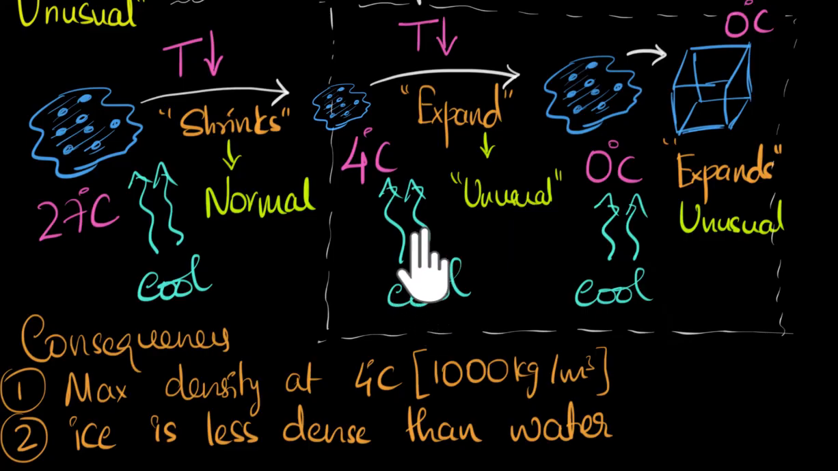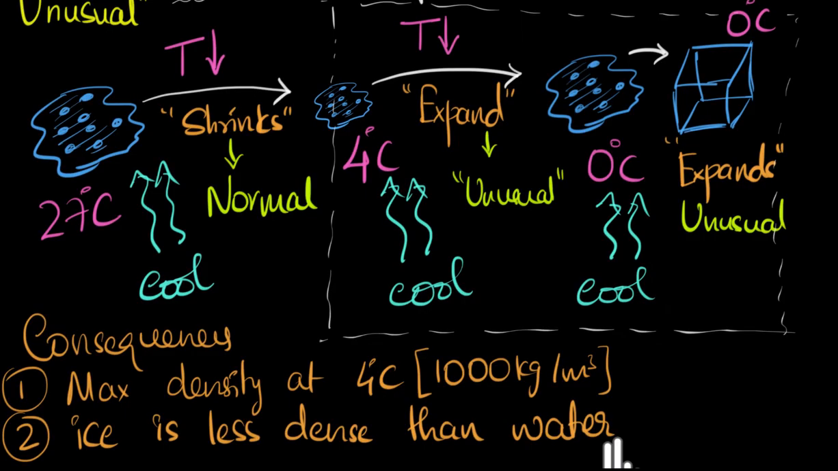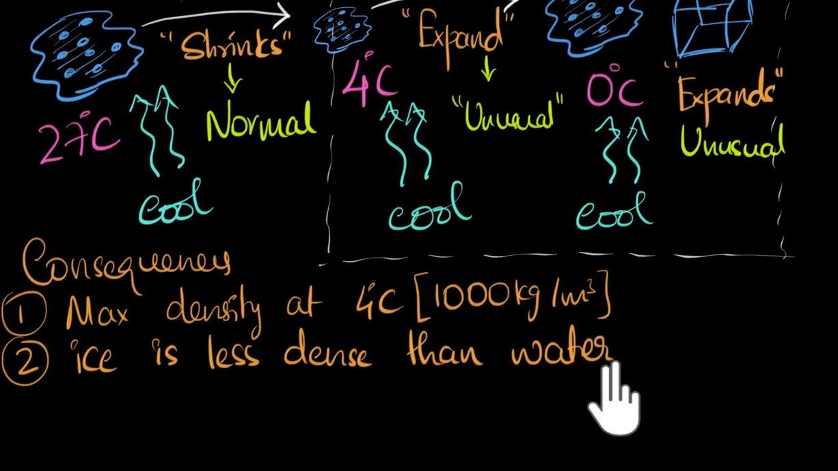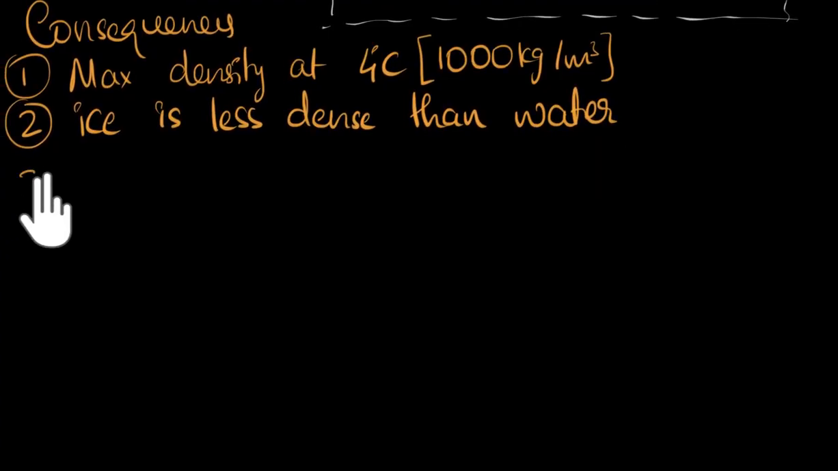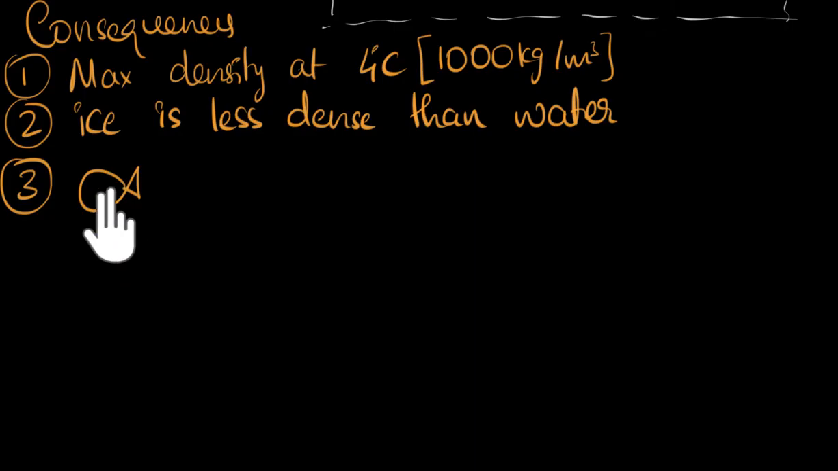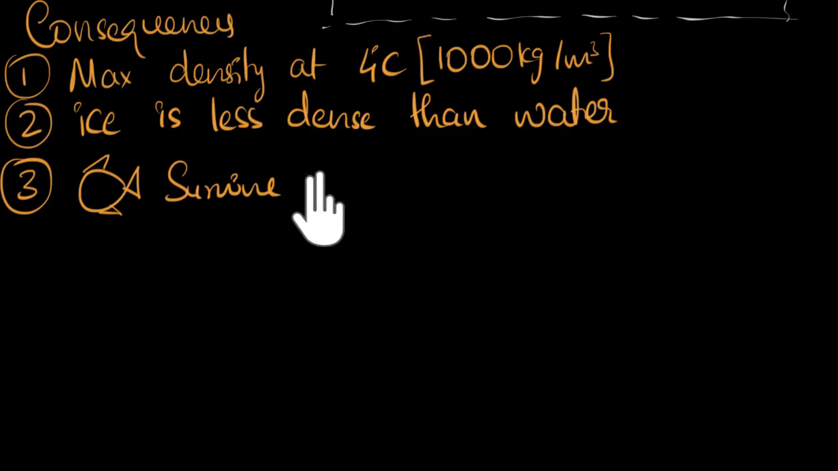But there's another very big consequence because of this anomalous behavior. Let's make a little bit more space for that. All right. So the third consequence is that aquatic life, so let me just draw a fish over here. Aquatic life can survive in very cold conditions.